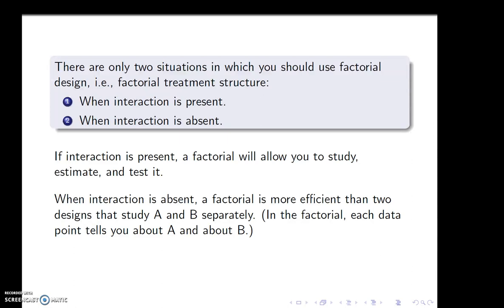When interaction is absent, a factorial is still more efficient than just analyzing study A and study B separately, because you could do that. You could just do study A, you could do another model for study B. But I would recommend, even when your interaction is non-significant, we'll see cases like that, that this factorial design is a better one to use.